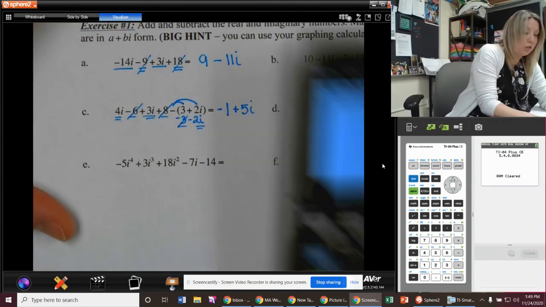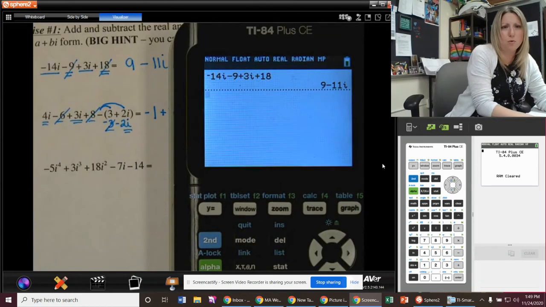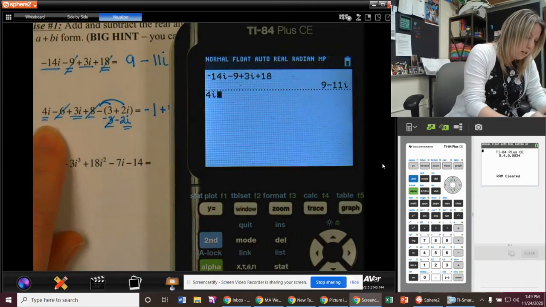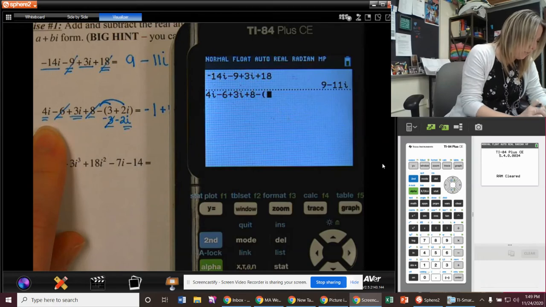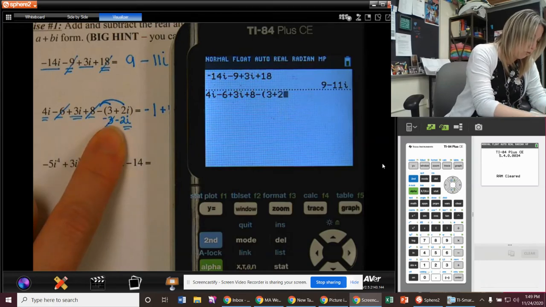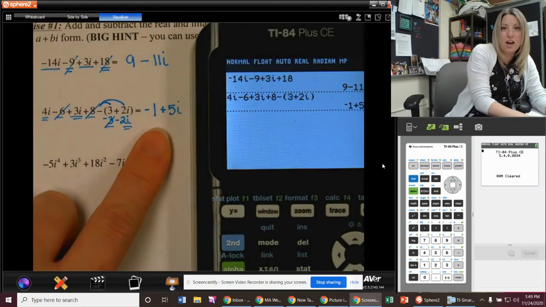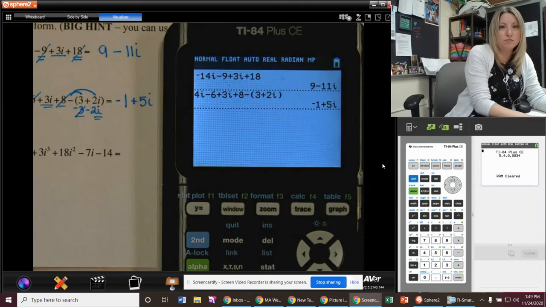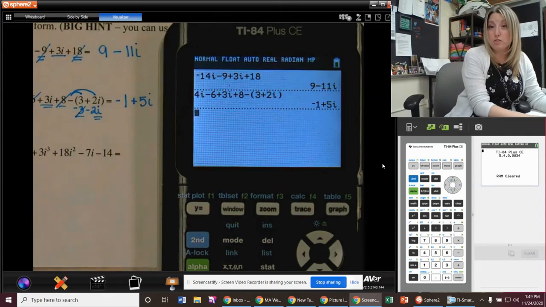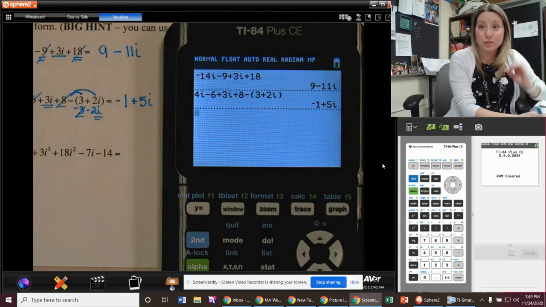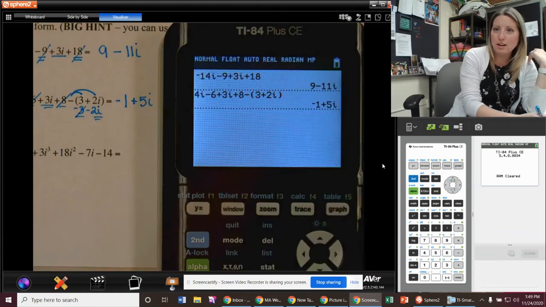Now what I'm going to do, just to prove I was right, because I've always got to be right, is type this into my graphing calculator. 4i minus 6 plus 3i plus 8 minus, and then I'll do the parentheses so the graphing calculator knows that I'm going to distribute this. 3 plus 2i, and then press enter. Ha! Look at that. Same answer. What am I saying by showing you this? You can use the graphing calculator for these. Notice you couldn't do that with the radicals, but with the i, you can. Isn't that nice?